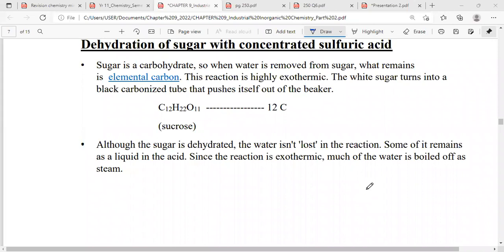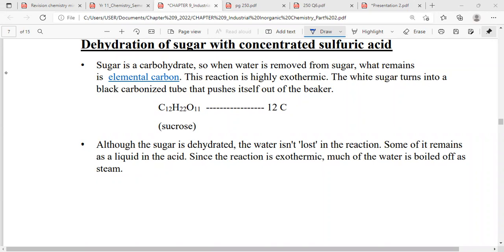Okay, so that was a video about the dehydrating property of concentrated sulfuric acid. Now, who can tell me the concentrated sulfuric acid reacted with what substance? It reacted with sugar. Yes. So let's look at the equation, the theory part now. Sugar is a carbohydrate. Carbohydrate means it has carbon, hydrogen, and oxygen. Now, when water is removed from the sugar, what is left behind is only the carbon.